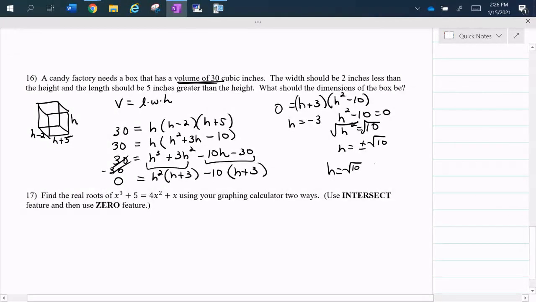So if the height is the square root of 10, then the width would be the square root of 10 minus 2, and the length would be the square root of 10 plus 5. And those are all inches, aren't they? Inches.